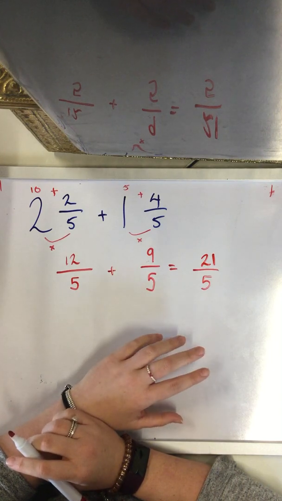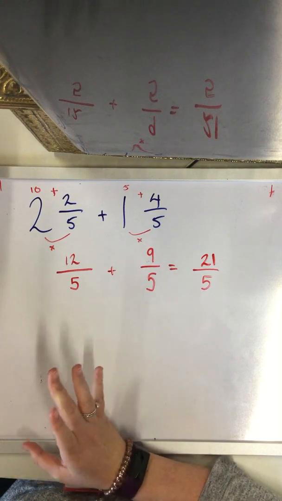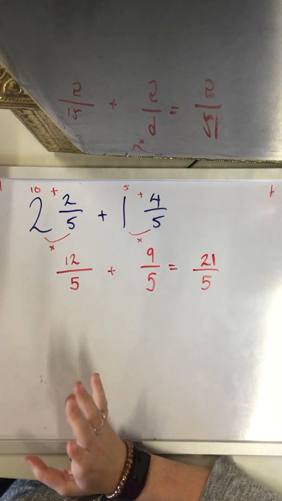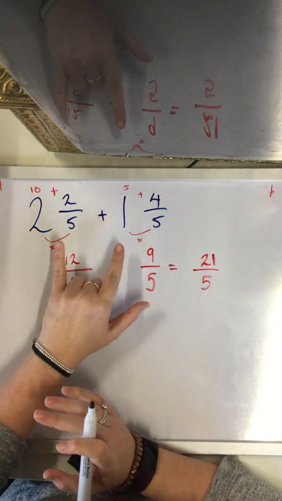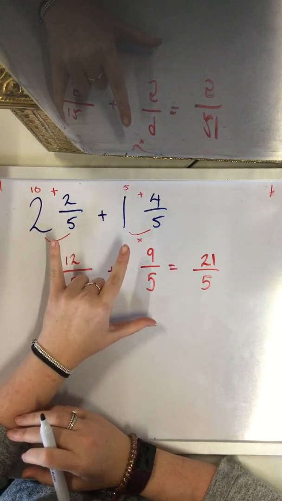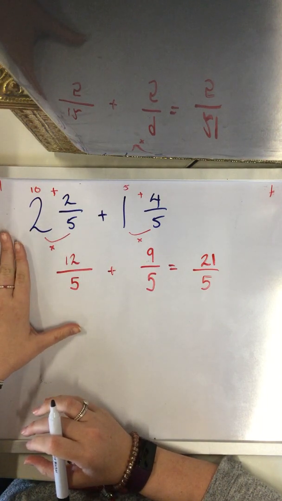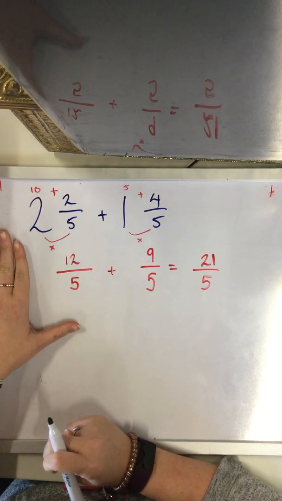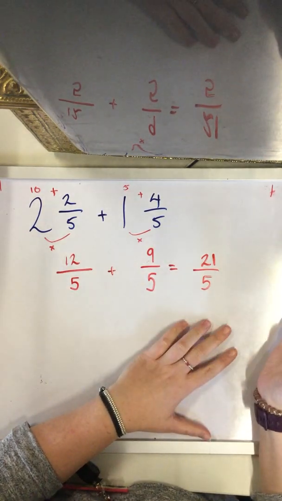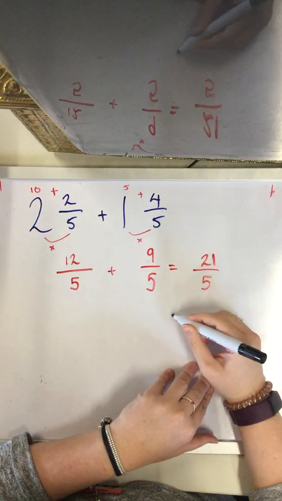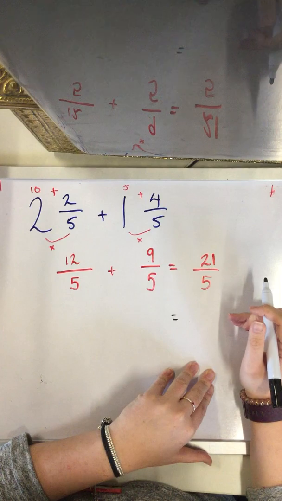Excellent. But there is a rule which you might remember from yesterday. I really hope you do. I hope you're sat there now, I know what the rule is. When we have questions like this, where we have mixed numbers in the question, your answer must also be in mixed number form. So yes, this is correct, but I need to make this into a mixed number.